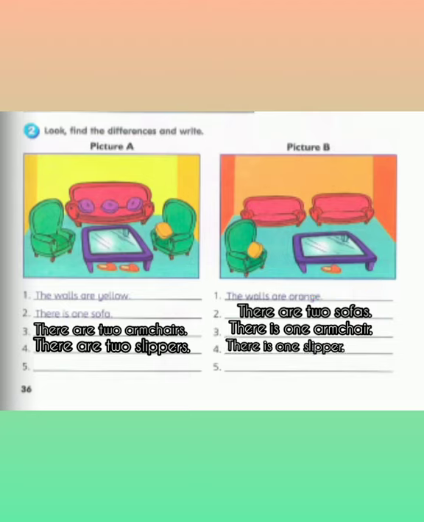Number 5. Apa lagi kita nak tulis? There are 3 cushions. Nampak tak yang warna purple tu? So, what's the answer? There are 3 purple cushions. Ada 3 cushion berwarna purple. Berwarna ungu. So, you can write it down. There are 3 purple cushions.